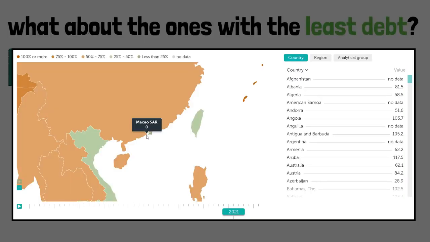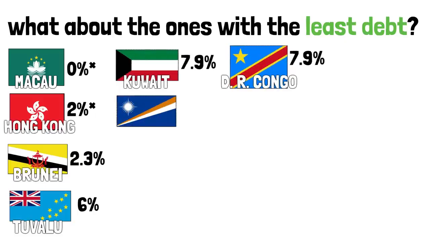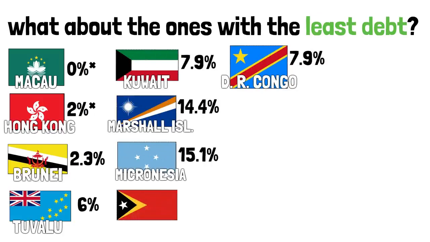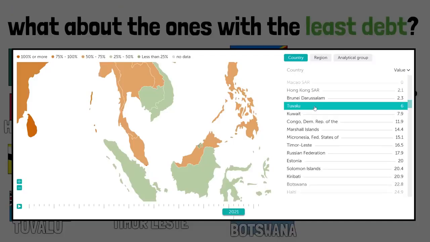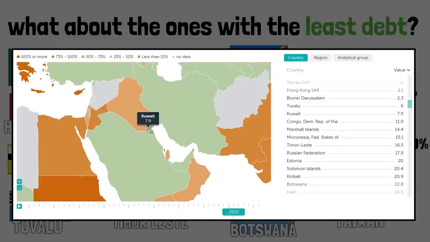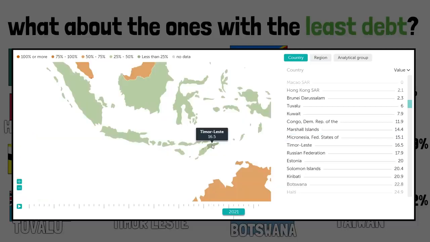Worldwide, the ones with the least amount of debt seem to be Macau with 0% and Hong Kong with 2%. Although these might be somewhat unfair since they aren't technically countries and China itself may take over their debt, Brunei only has 2.3%, Tuvalu at 6%, and Kuwait at 7.9%. The Democratic Republic of the Congo has 11.9%, the Marshall Islands 14.4%, Micronesia 15.1%, and Timor-Leste 16.5%.